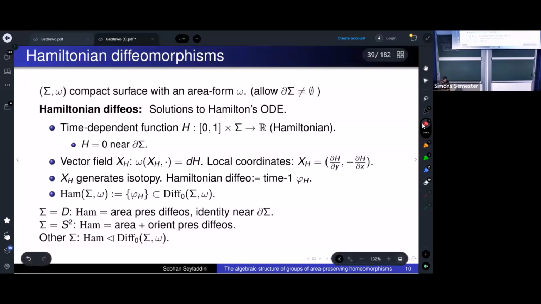Okay, so let's examine three surfaces. In the case of the disk, Ham just turns out to be all area-preserving diffeomorphisms which are identity near the boundary. In the case of the sphere, you get all area and orientation preserving diffeomorphisms of the sphere. But for other surfaces, you get a proper subset. Actually, it's a proper normal subgroup of the identity component of area-preserving diffeomorphisms. Now, the two cases that perhaps are most interesting to us are the disk and the sphere.